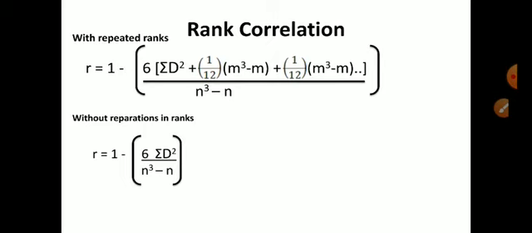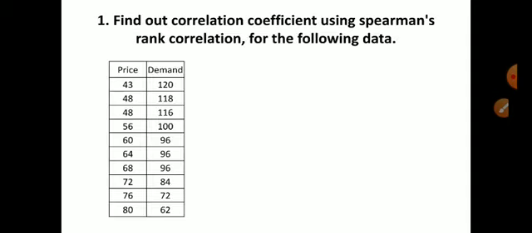We'll take up a problem on repeated ranks now. All the problems we are taking are from the question papers of Tumkur University, so that it will help you to revise the things. The question: find out the correlation coefficient using Spearman's rank correlation for the following data. They have given the price and demand, and we have to check whether it has repeated ranks or not.